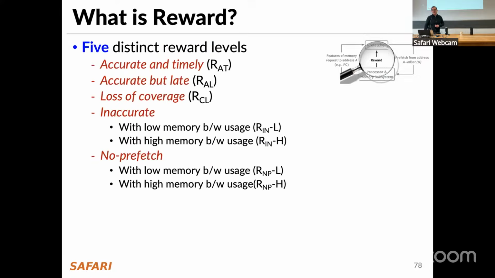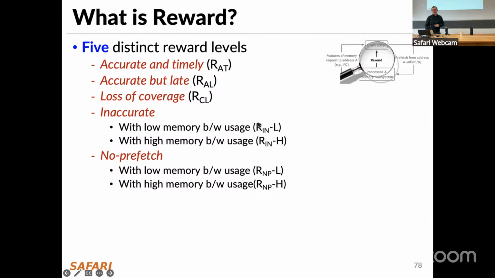So there are 5 distinct reward levels. If the prefetch is deemed to be accurate and timely, you get some reward. If it's accurate but late, you get some other reward. If it's some coverage loss, you get some other reward. If it's inaccurate, there are 2 cases. If it's inaccurate and there's low memory bandwidth usage in the system, you get some reward. And if there's high memory bandwidth usage, you get some other reward.